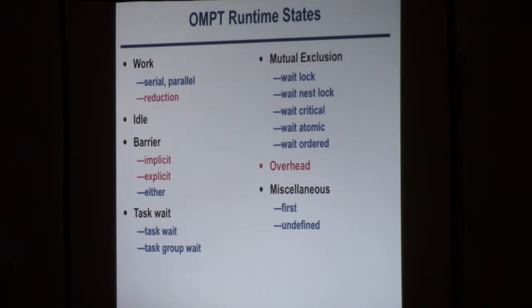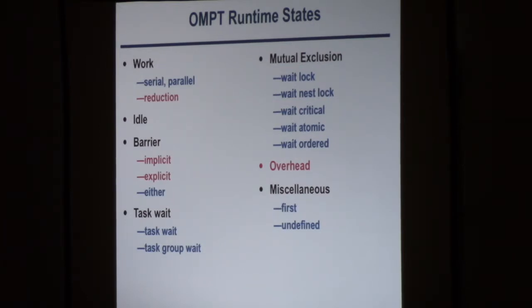So for the runtime states, we have states that represent work, idleness, barriers, task waits, mutual exclusion, some miscellaneous things that I'm not going to mention, and then the ones that are in pink color are optional and wouldn't need to be supported.